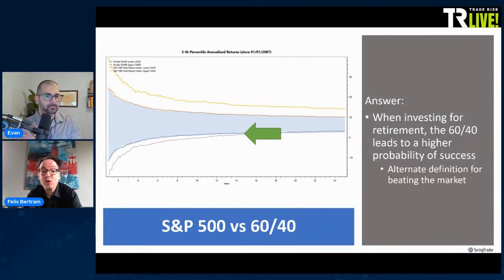And this also, by the way, provides an alternate definition of what beating the market actually means. So beating the market at the average is a very different beast than beating the market at the fifth percentile.